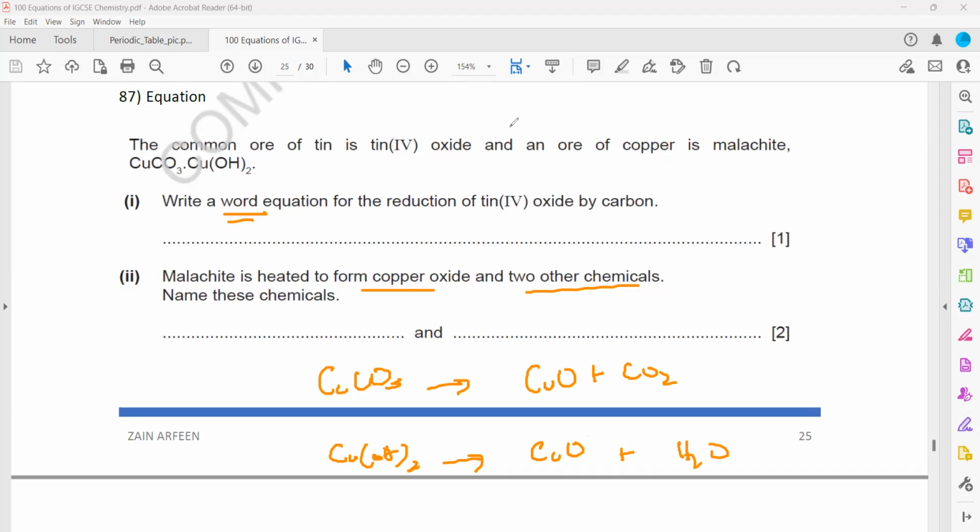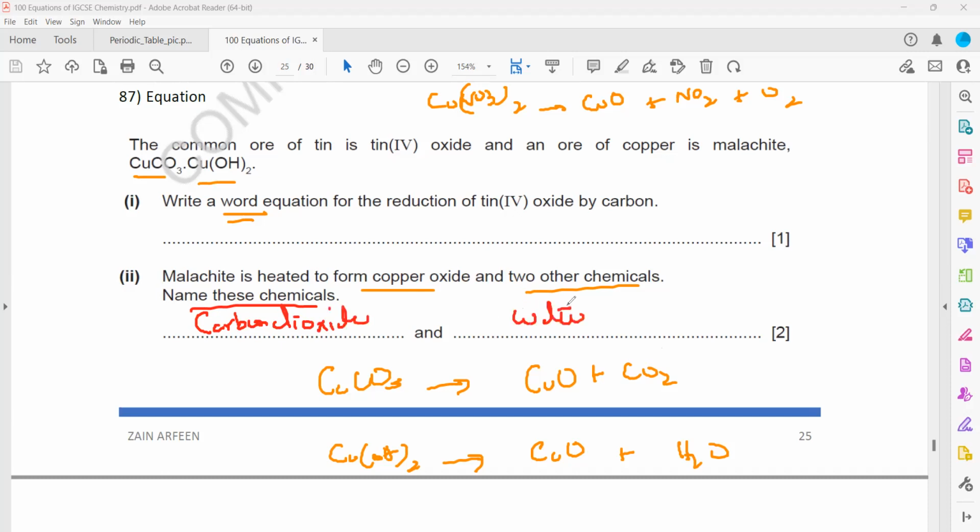No, O2 is formed when nitrate is heated. When copper nitrate is heated, it will form copper oxide plus nitrogen dioxide plus oxygen. But in this case we have a mixture of copper carbonate and copper hydroxide. When we heat them, it will form copper oxide plus carbon dioxide and copper oxide plus water. So the question is, when it is heated, it forms copper oxide and two other chemicals. What are the other two chemicals produced on decomposition? We have to name them, we don't have to write a formula. One of them will be carbon dioxide and the other will be water.